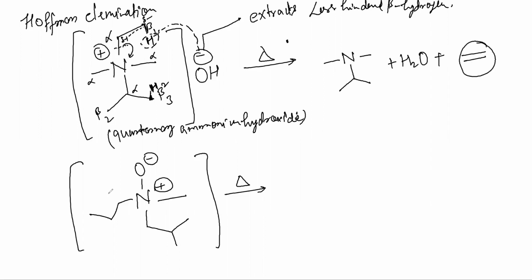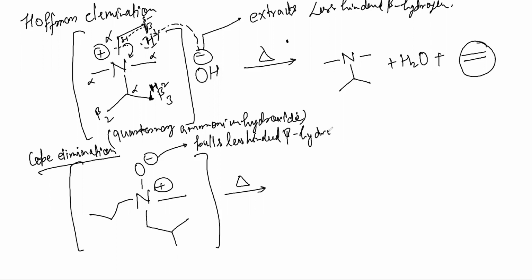Now, the second one is called cope elimination. This is your cope elimination. Similar to your Hoffman. Same job. Everything is same. Instead of OH minus, here O minus pulls less hindered beta hydrogen.